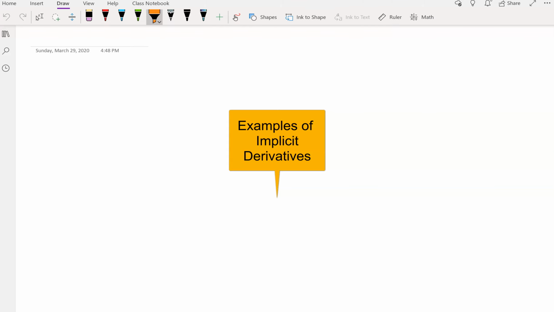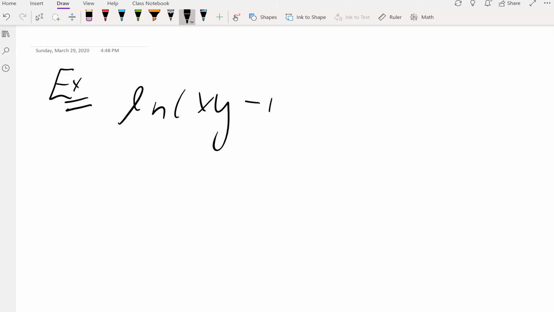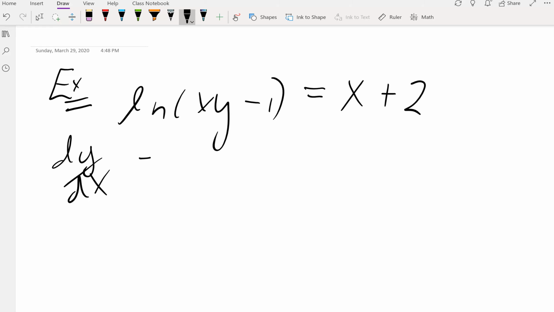Hello, everybody. Today, we're going to talk about derivatives using implicit differentiation. So let's just get right into it. What I want to do is work on a few examples where one would use implicit differentiation. So let's say we have the following equation, and the mission is to find dy dx. All right, so that's our mission. Find dy dx given the above equation.